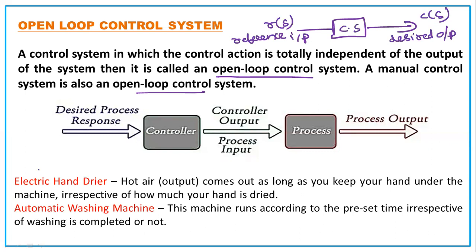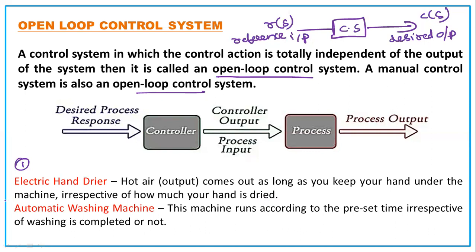Okay, so the first example is an electric hand dryer. If you go to hotels, you can see an electric hand dryer. If you keep your hand there, then your hand will be dry. Hot air comes out as long as you keep your hand under the machine, irrespective of how dry your hand is. Even if your hand is dry, or even if it is wet, if you keep the hand there, the sensor will be activated and you will get hot air, right?